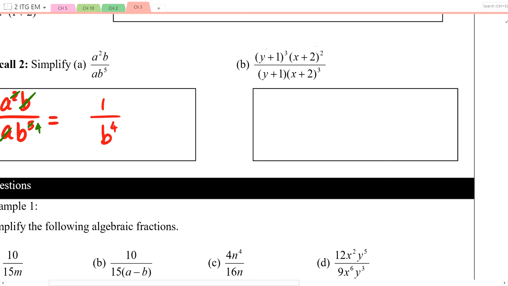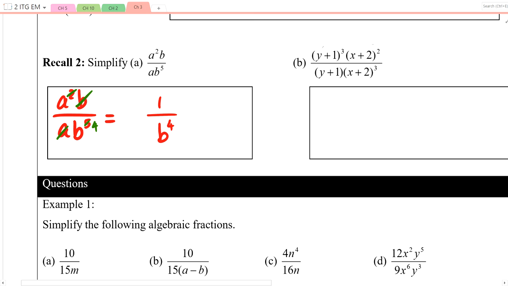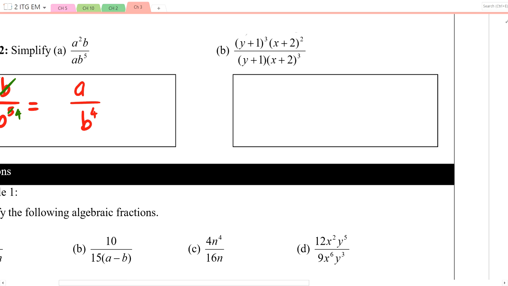Okay. Now part b. This is a little more challenging. What? Oh, there's an A. There's an A in the numerator. Thank you. Now part B, slightly more challenging.